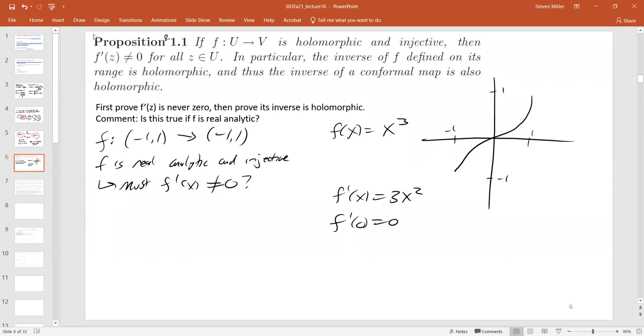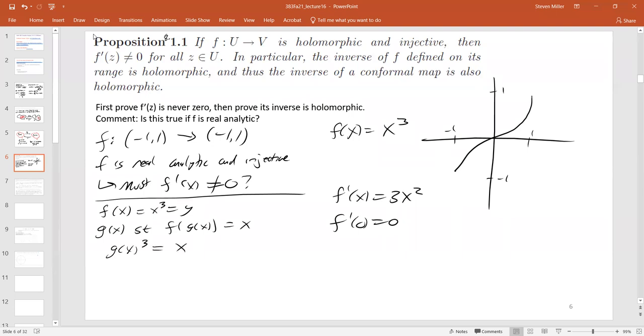What is the inverse function? Let's solve f of x, which is x cubed, equals y. We want g of x such that f of g of x equals x. So we want g of x cubed equals x. So g of x is x to the 1/3. That's the inverse function. You could also solve it by saying if x cubed equals y, then x equals y to the 1/3. You're going in the other direction. You can use either approach. So I've got my new function, g, whose input is input to the 1/3.